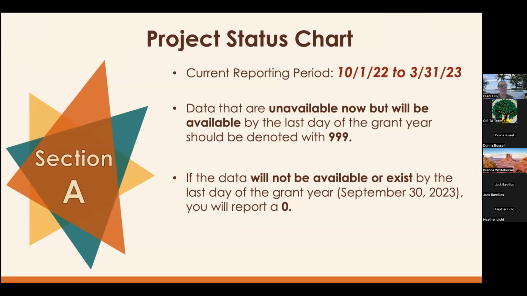However, if you know that data will not be available before the end of the grant date, which is September 30th, 2023, then you can go ahead and already report on that now with a 0, okay? The 0 would be your top number. That often happens when you have a SEA or LEA or a TEA or even a district report that doesn't come out till maybe December of 2023. So you won't have that data by the end of the grant year.